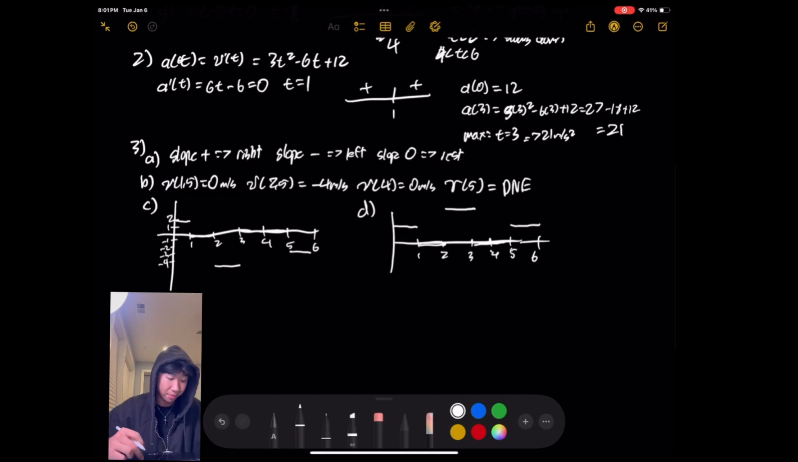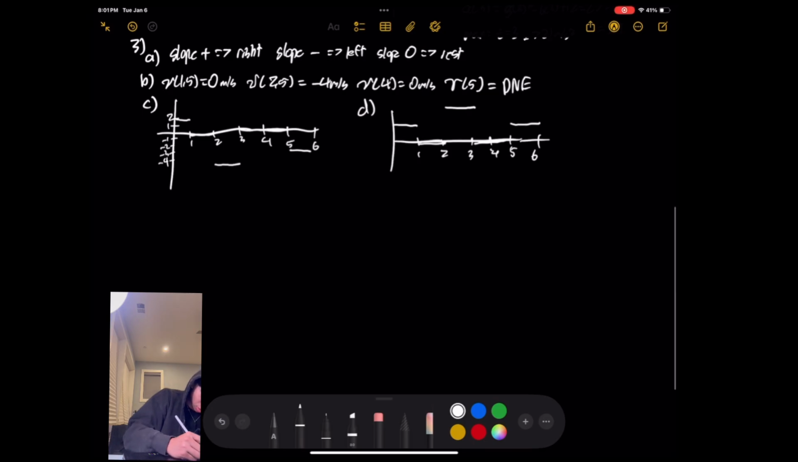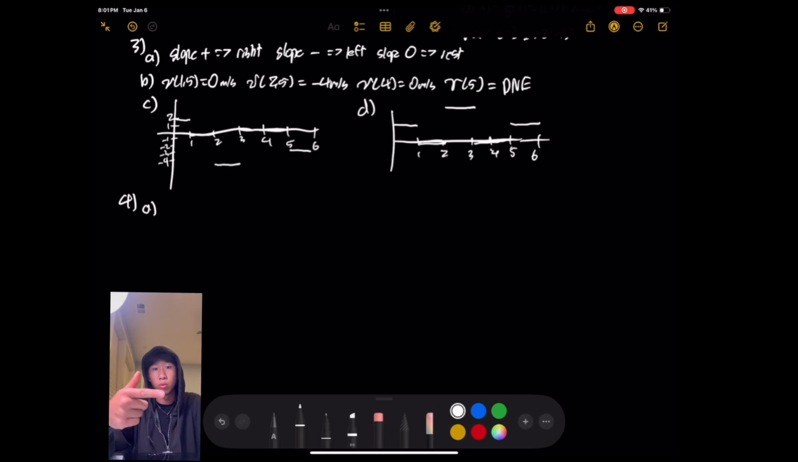Very, very simple. Question 4. We're speeding through this. Okay, for question 4, we're given the velocity graph. Be careful with which graph you're given. This time we're given the velocity graph. In question 3, we're given the position graph. For each of v prime of 4 and v prime of 20. Okay, so v prime, derivative of velocity, acceleration, slope of the velocity graph, they're all the same thing.